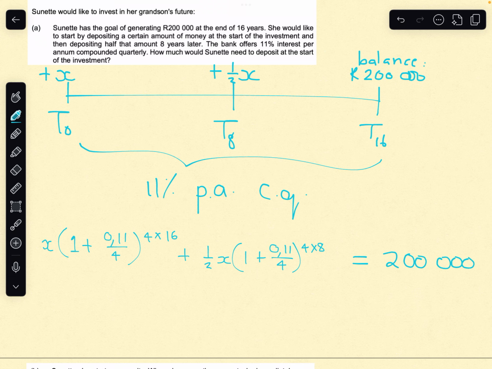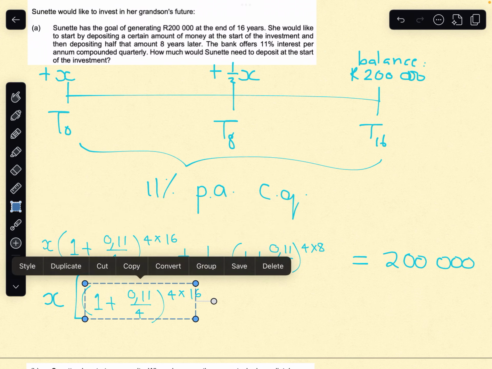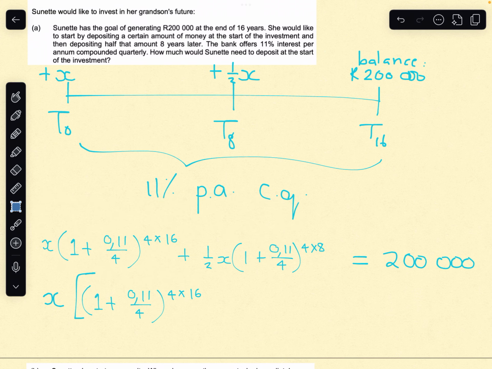Right, so to solve this, we can factor out the common X, and then what will be left in each term is just numbers, right? So it's going to be this guy. Okay, that's what's left of the first term. And in the second term, we're left with the half times this guy.